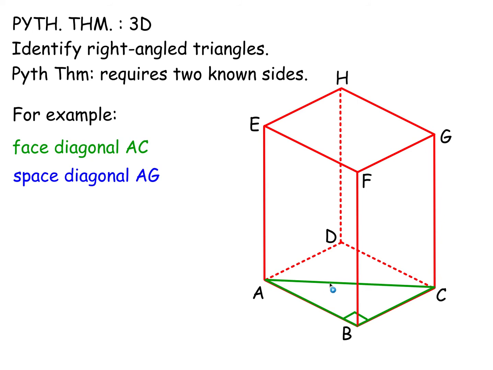There's a face diagonal AC. Together with side AB and side BC, you make a right angled triangle. You can apply Pythagoras.